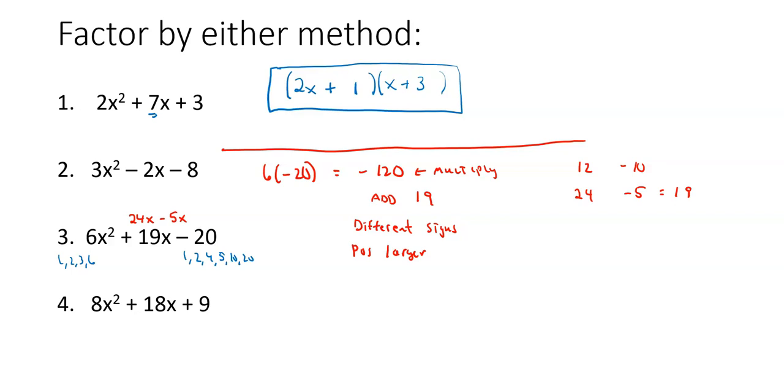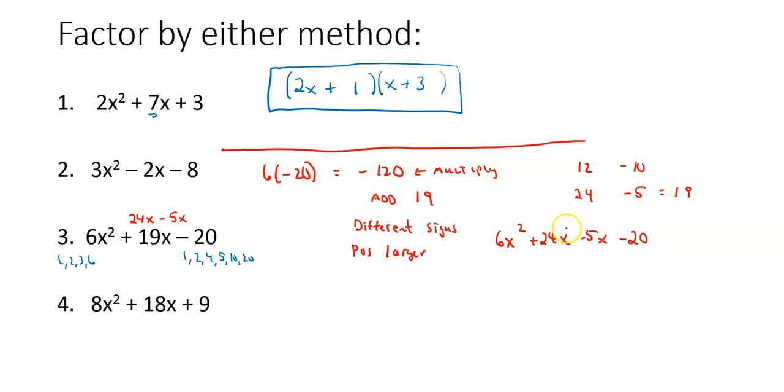Now, you say, well, all right, 24x minus 5x, why not 25x minus 6x? 25 minus 6 still gives me 19. Right, but it won't factor correctly when you go to factor by grouping. You won't have a common factor to pull out. All right, so let's rewrite this as 6x squared plus 24x minus 5x minus 20.